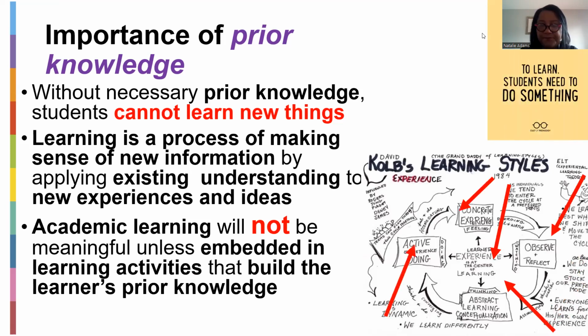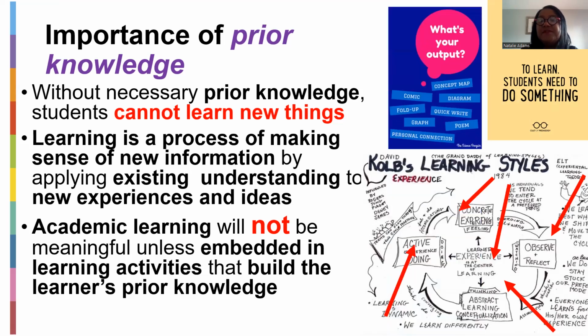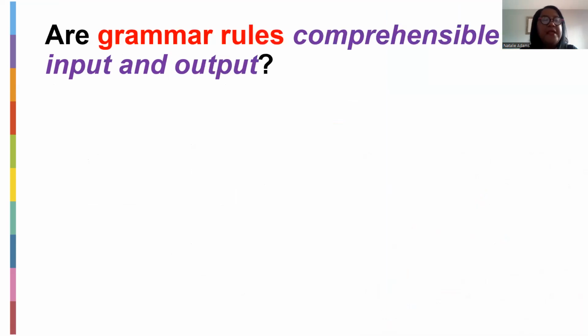Okay, now I'm not going to do this graph because I find that it's just confusing, but to learn, students need to do something. So this graph essentially is saying that sometimes students learn by observing, they learn by abstract learning concepts, by concrete experiences, and by active learning activities. Okay, so they need to learn this way. So let's go further. And then grammar rules.